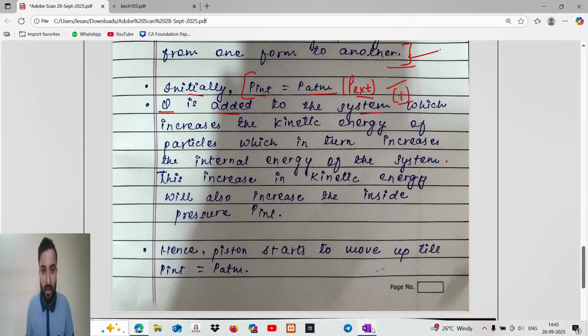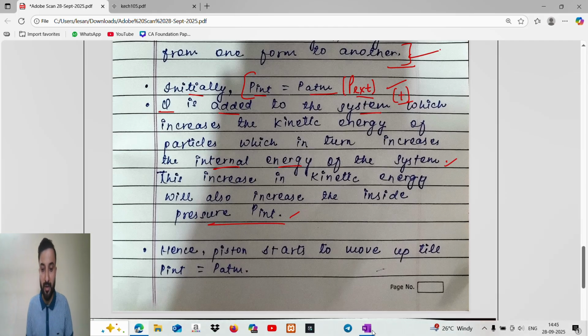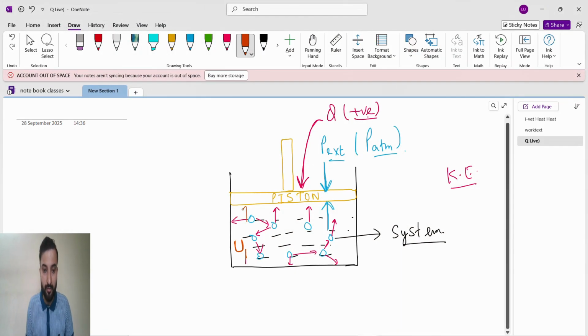Okay. They said it increases the kinetic energy of the particles, which in turn increases the internal energy of the system. Understand? Don't write anything, guys, just understand first. Then they said this increase in kinetic energy will also increase the inside pressure. So what will happen? The inside pressure will also increase.